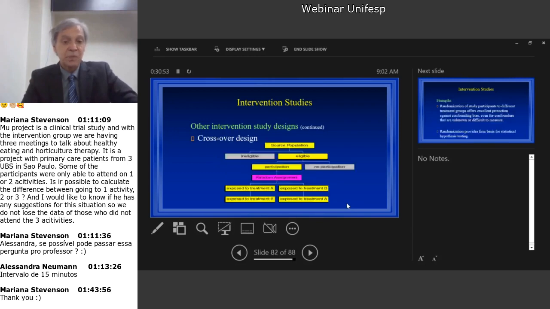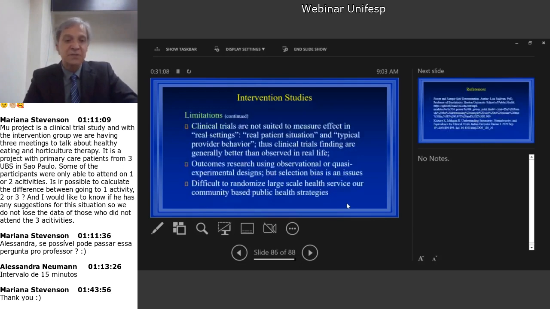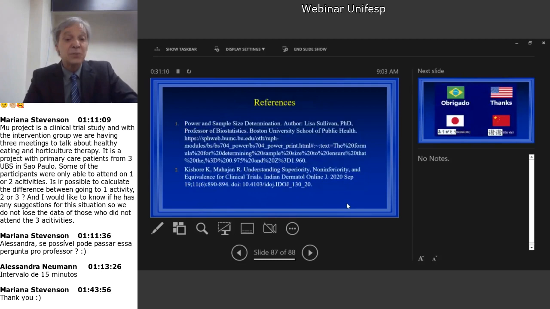Okay. The other one is crossover design. People have treatment A and then they are also exposed to treatment B. And there are very specific situations where you want to do that. Read about it. Strength, we already mentioned. I'm going to skip this. Read it. I put 2 key references on non-inferiority and superiority. Read this article. It does explain very well, like Kishore.